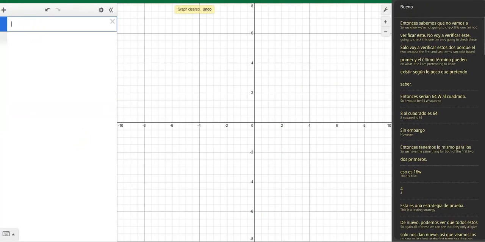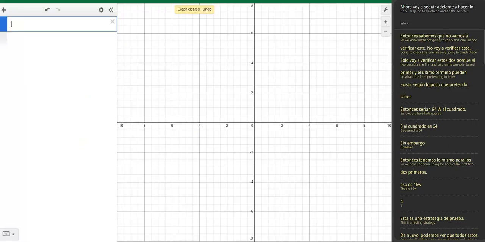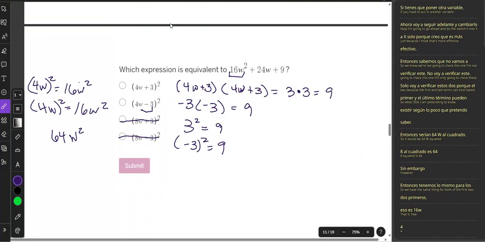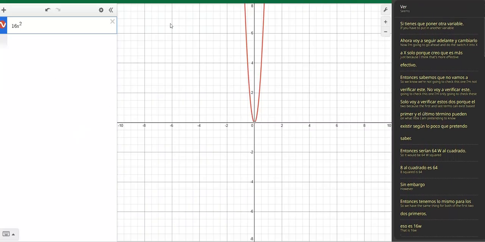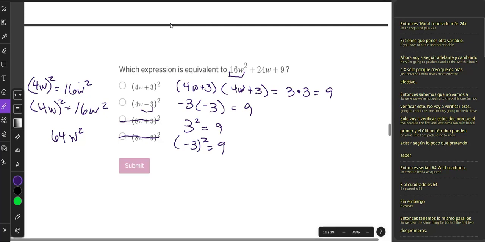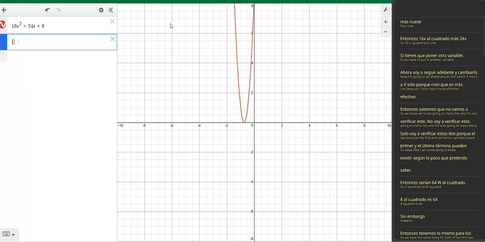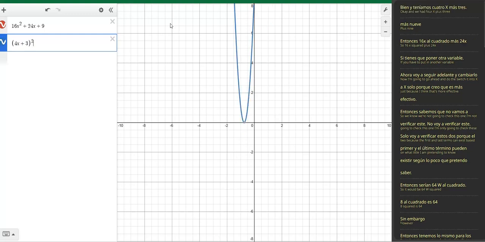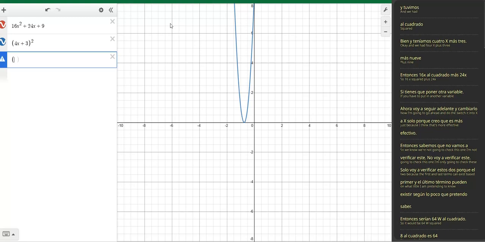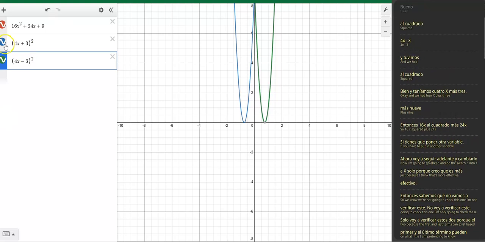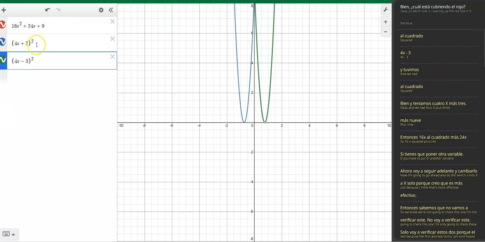Okay. Now I'm going to go ahead and switch it into x, just because I think that's more effective, because you have to put in another variable. So 16x squared plus 24x plus 9. And we had 4x plus 3 squared. And we had 4x minus 3 squared. Okay, so which one is covering up the red one? It is the blue one. So the answer is 4x plus 3 squared.